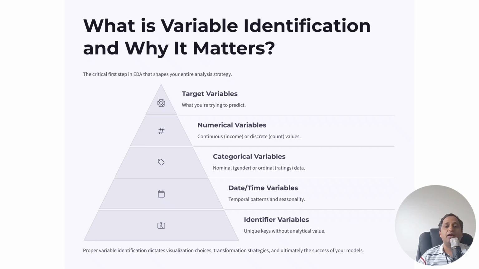At the base, we have identifier variables, things like customer ID or invoice number. These are unique for each row and hold no analytical value for modeling, but are often mistaken as numerical values by default. So we may drop them or not even use them. Understanding this hierarchy is crucial because it influences everything that follows, from the type of plots we use, to how we encode variables, and what kind of transformation we apply. Getting this step right helps avoid mistakes and sets the stage for smart, structured EDA.